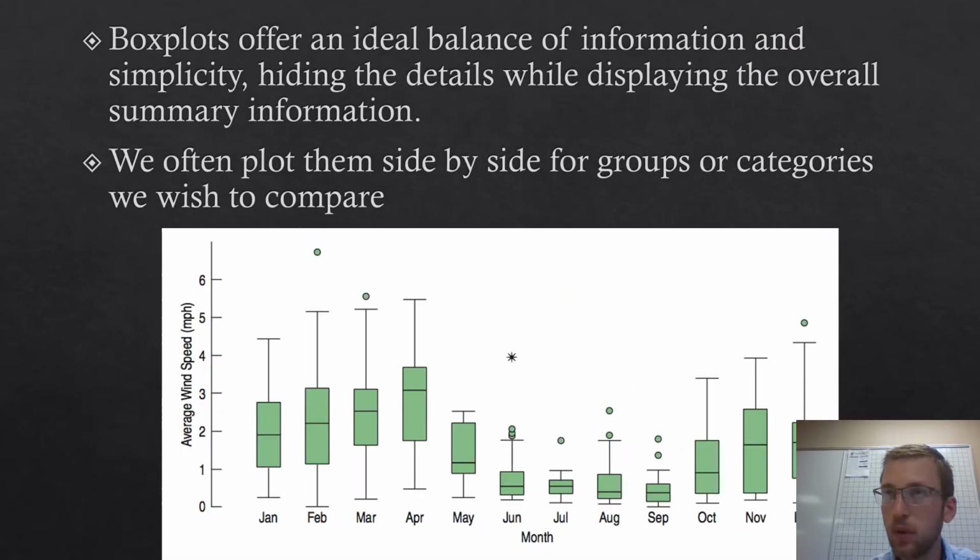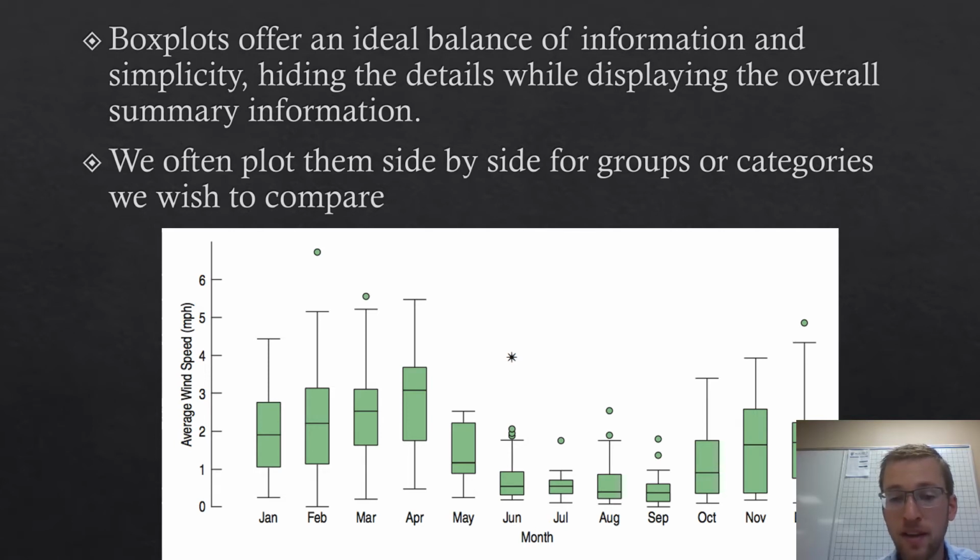Now, just like with histograms, we can compare distributions using box plots or box and whisker plots. This is the exact same data that we had in the previous slide with the histograms, except now we've broken it down by month. For example, if we wanted to compare January to July, these are wind speeds again, it's very clear that there are quite a few differences here.